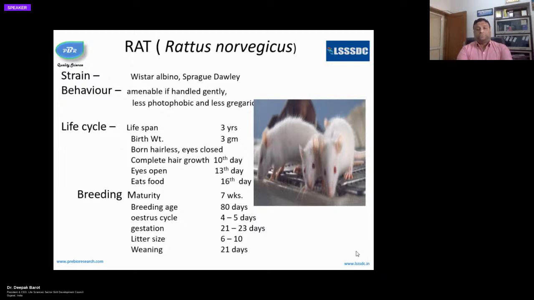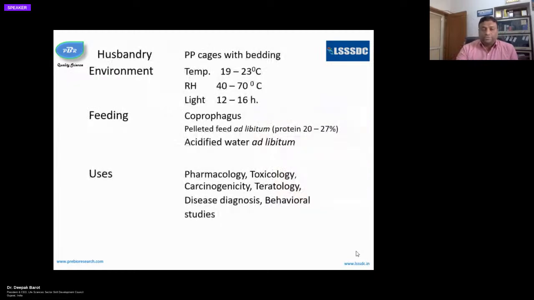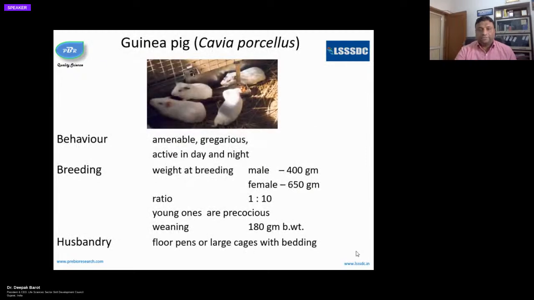Total lifespan is around 3 years, and after birth, by the 16th day, they are independent in terms of being able to eat their food. Breeding maturity is around 7 weeks. Their environmental conditions are exactly the same as for mouse, and they are coprophagous, so you should not overcrowd them, should not keep them fasting for longer hours, otherwise they can eat each other, and they are also used in all the different phases of drug discovery and development.